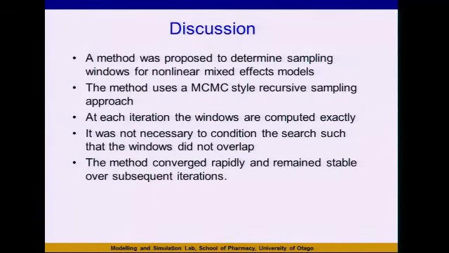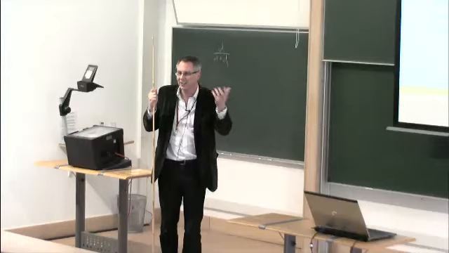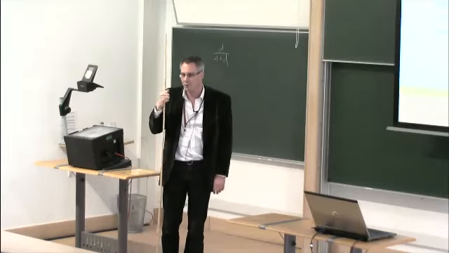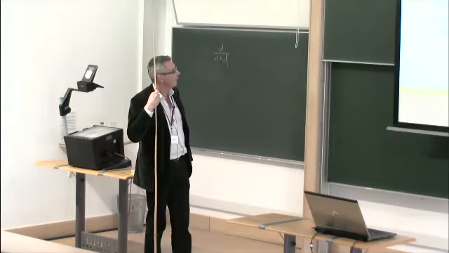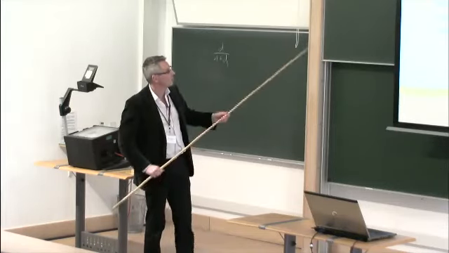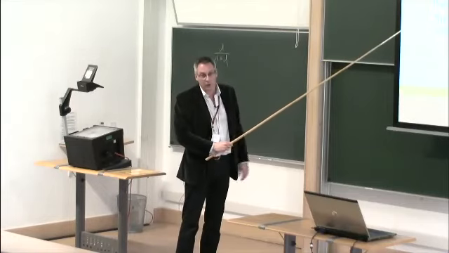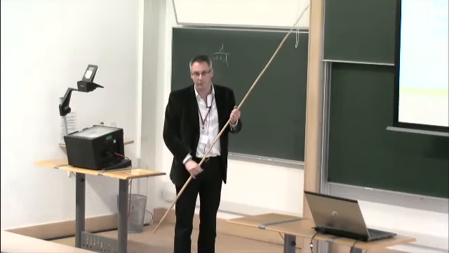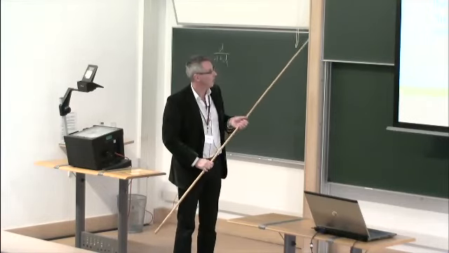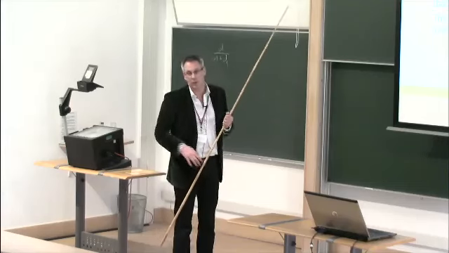It's all based on pseudo data, therefore it's all pre-posterior, so it's not truly a Bayesian inference from an estimation viewpoint. At each iteration, the windows are computed exactly, to any degree of arbitrary accuracy that you wish. It's not necessary to condition the search such that the windows do not overlap. They automatically solve the problem for themselves, at least in this example. And it converged rapidly and remains stable over subsequent iterations.